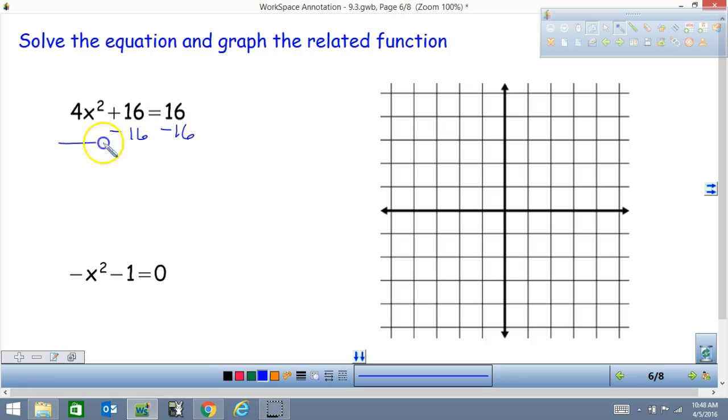On this equation, I'm going to solve it directly. I have 4x squared equals 0. The related equation is y equals 4x squared. That's a graph that has a stretch by 4. It has an intercept at 0, 0. When x is 1, y is 4.